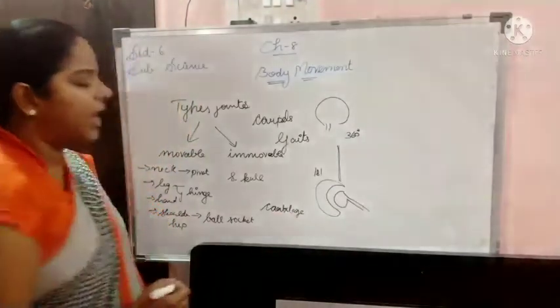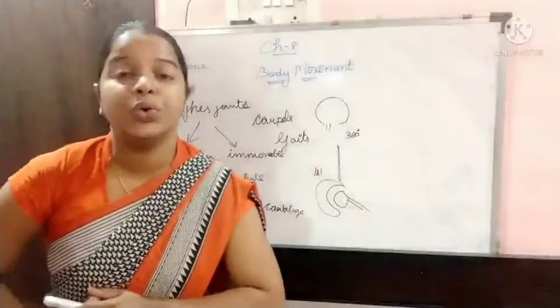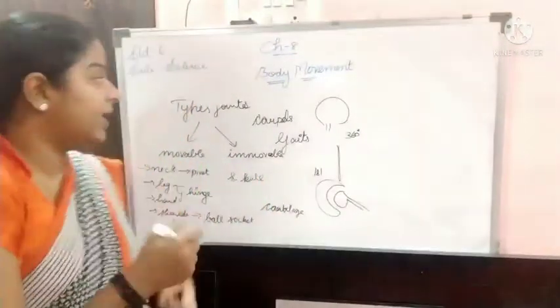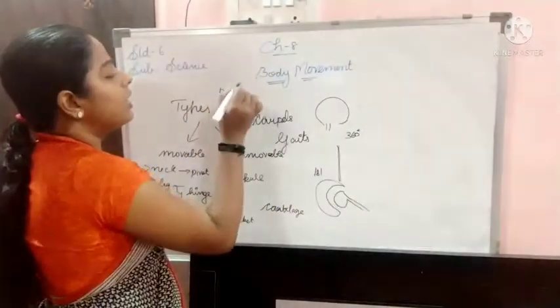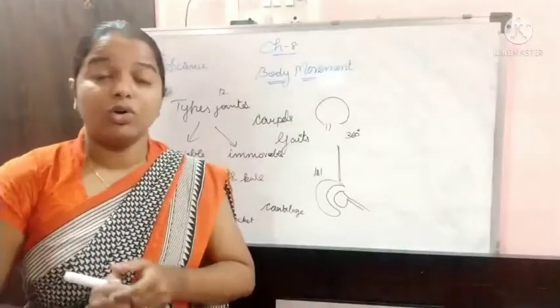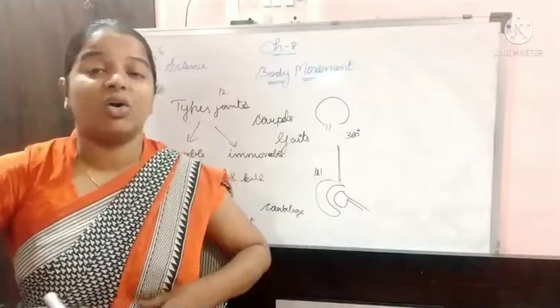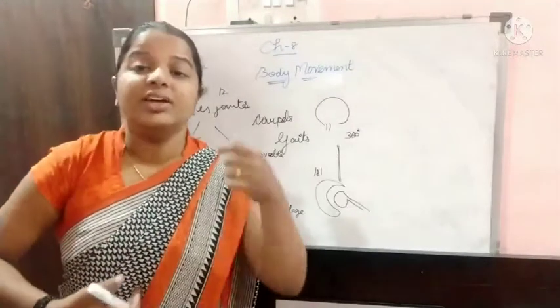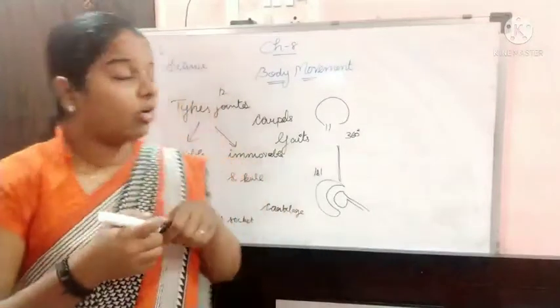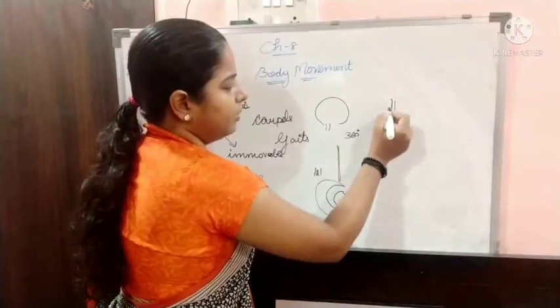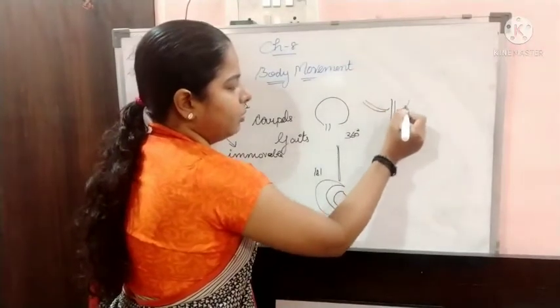Understood, students? And then we are now going to move on to the topic of the rib cage. In the rib cage, there are 12 pairs of bones. Out of the 12, 2 bones are called floating ribs, because they do not connect with the sternum. In the middle of the rib, this type of bones will be joined.